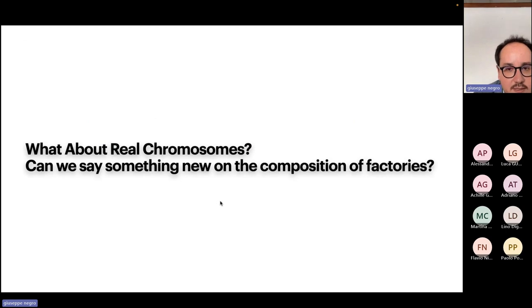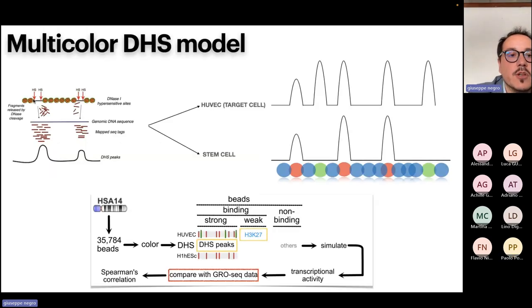So this was just for toy models, but what about real data, real chromosomes? Can we say something on the composition of factories with the introduction of different transcription factors? So to do that, we have to generalize the DHS model I presented at the beginning. So we are considering the same DHS experiments, but now for two different cells. One, the target cell, that in this case is an umbilical vein endothelial cell. And the other one is a stem cell, so a not specialized cell. And if we get a peak in both cells, it means that these are generic transcription units, and we color them in red. While if you got a peak only in HUVEC, we color the bead in the corresponding color, green.